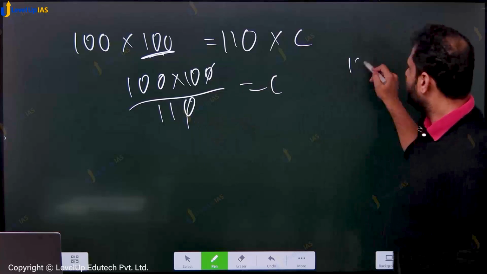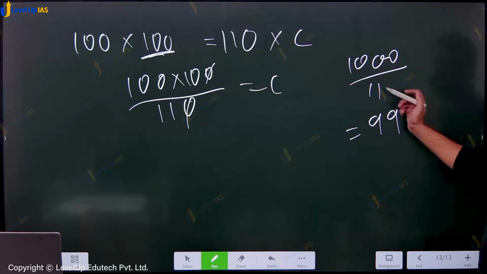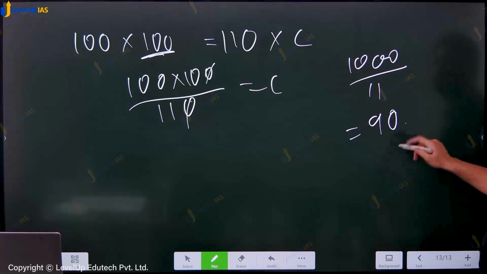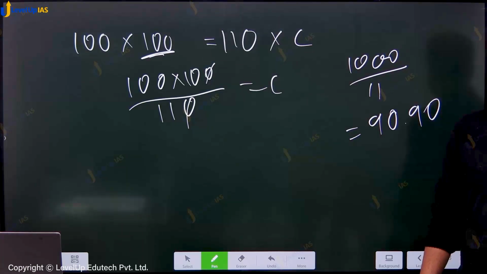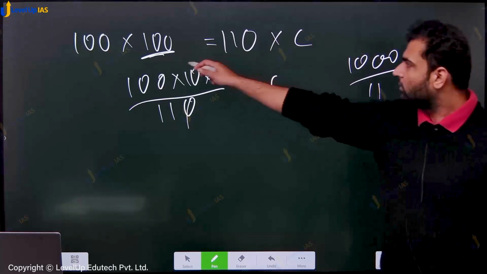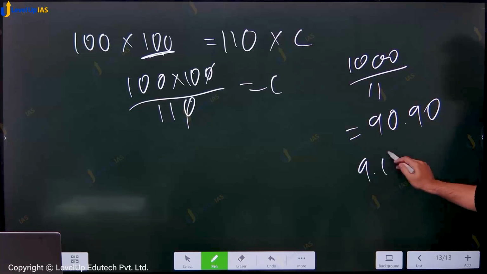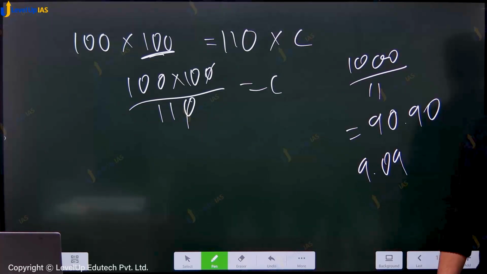Can you divide? 1000 by 11 is equal to 90.90, right? Is that correct? So what is the change from 100 to 90.90? That is the answer. So I think you should start with 100. This is easier, right? This is easier.